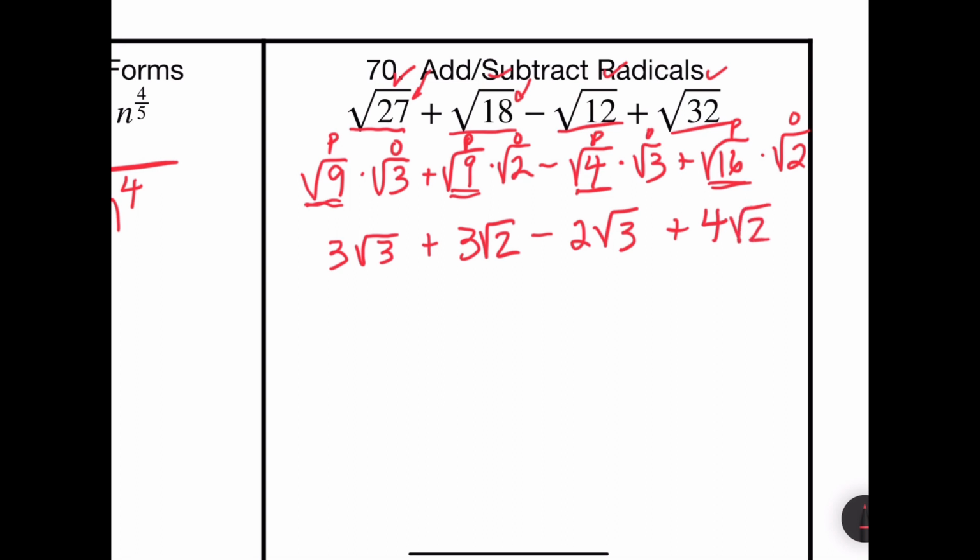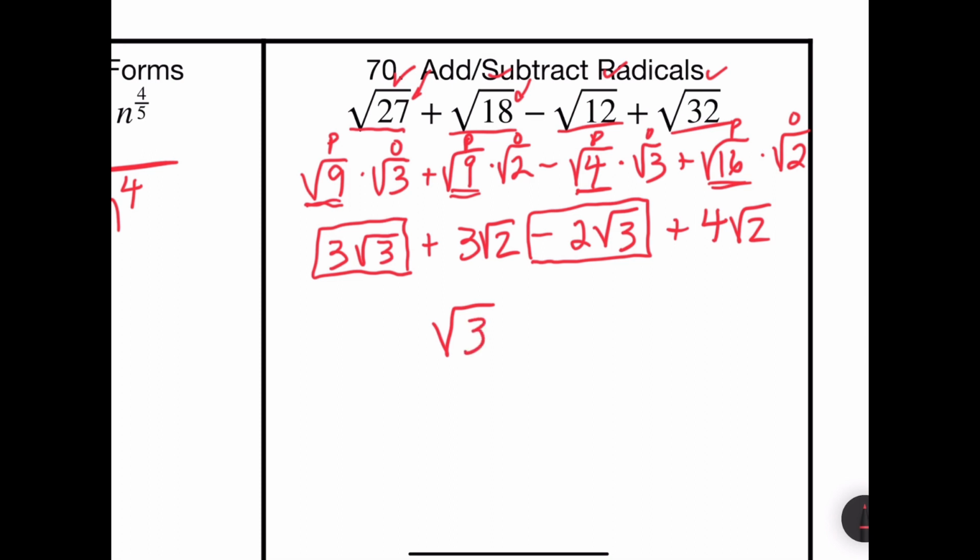Now we can go ahead and add and subtract. It's very similar to combining like terms. Just like we could only add variables with exponents that were the same, we can only add radicals that are the same. So I would have 3 times the square root of 3 minus 2 times the square root of 3, or 3 square roots of 3 minus 2 square roots of 3 would be 1 square root of 3.